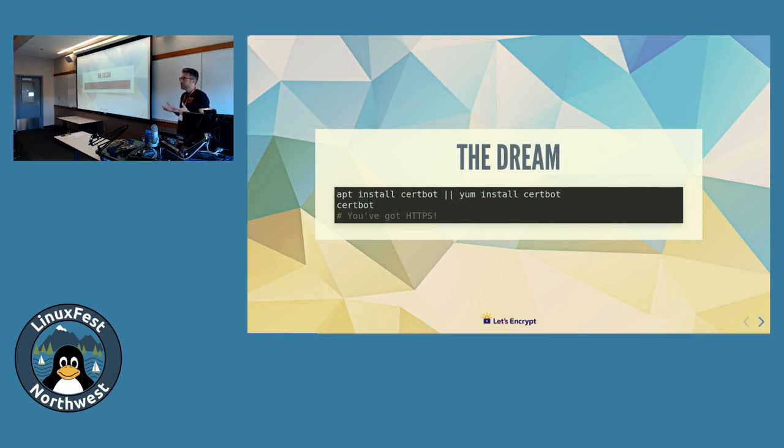So our dream from the start was that you could just apt install Certbot or yum install Certbot, run it, and you would just have certs for all your sites, and you would never have to worry about it again. You wouldn't have to edit config files, figure out what a certificate chain is, and which type of PEM file you needed to install. Overall, I think this has been a pretty successful dream.